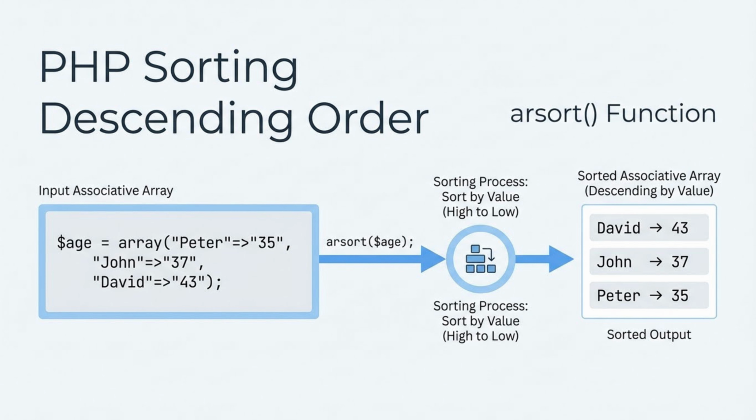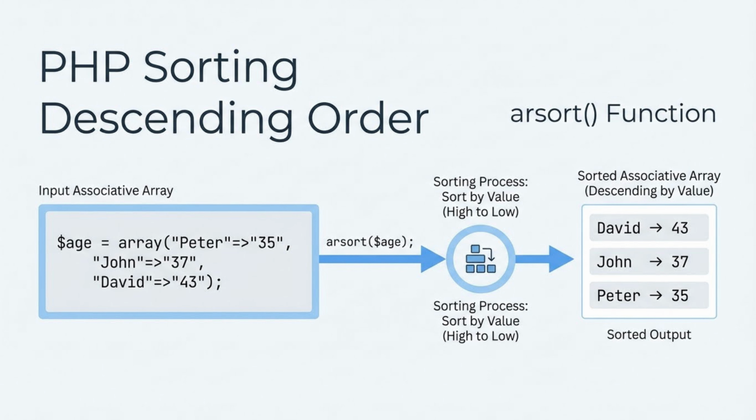perform this task. The arsort function sorts an associative array in descending order based on the values while keeping the keys connected to their original values. This is important because associative arrays store meaningful relationships, such as names paired with ages, product names paired with prices, or student names paired with marks. When we sort such an array, we must preserve these pairings. The arsort function ensures that only the order of the elements changes, not the structure of the key-value pairs.